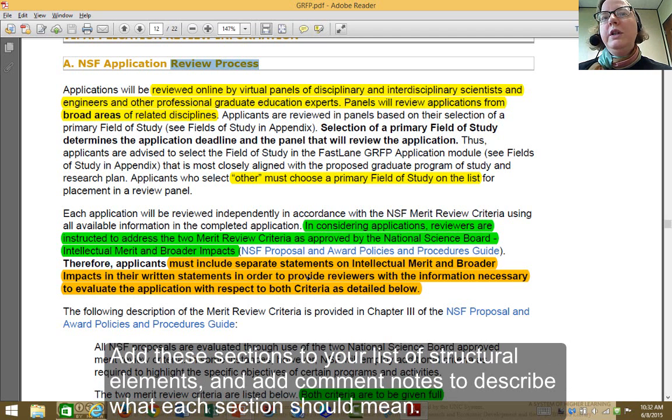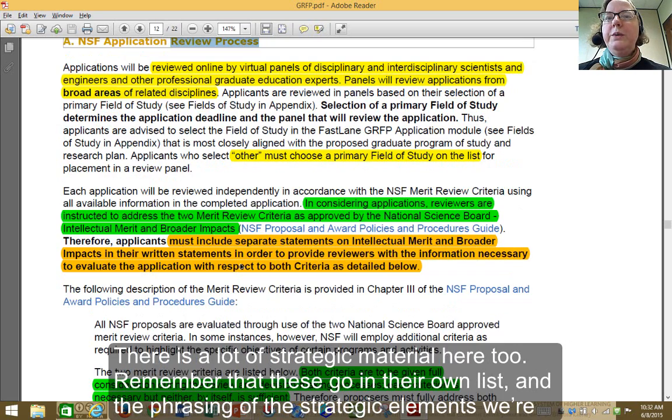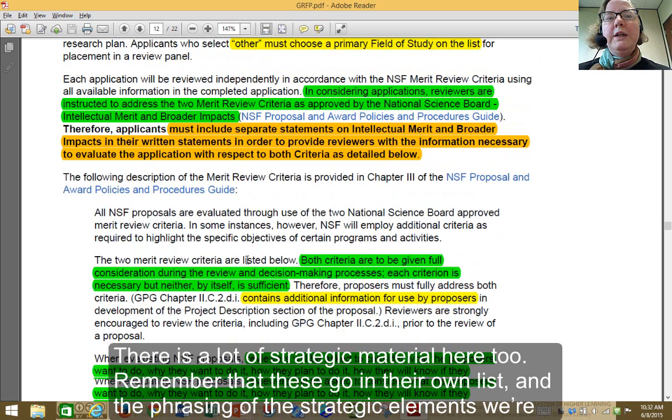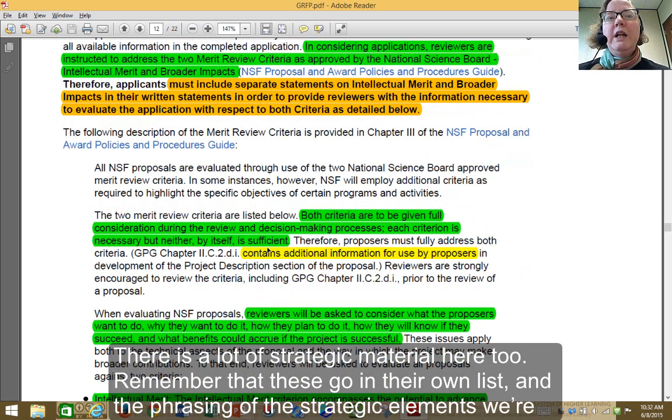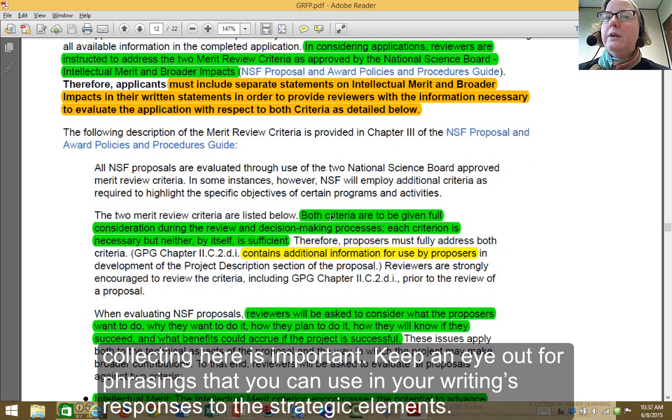Add these to your list of sections and structural elements, and add comment notes to describe what each section should mean. There's a lot of strategic material here too. Remember that those go in their own list, and the phrasing of these strategic elements we're collecting here is important. Keep an eye out for phrasings that you can use in your writing responses to the strategic elements.